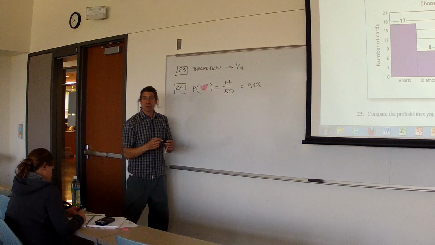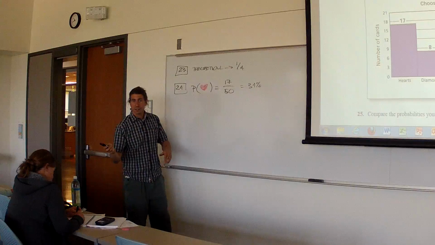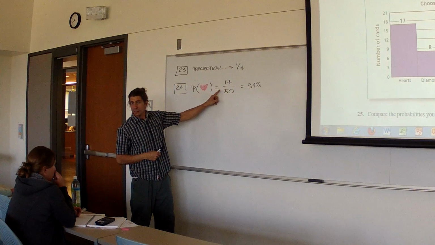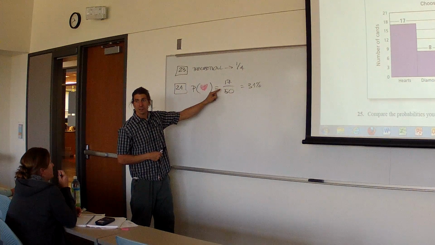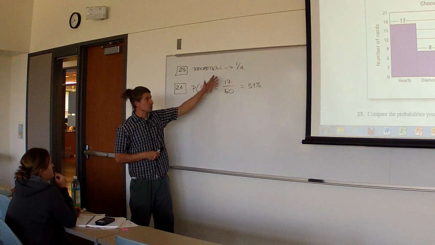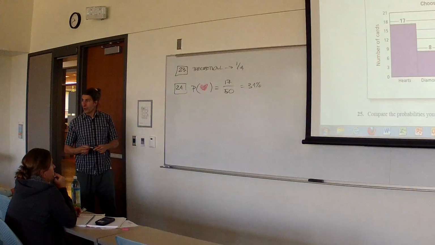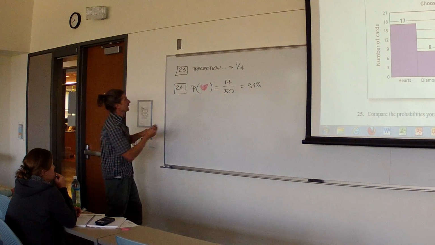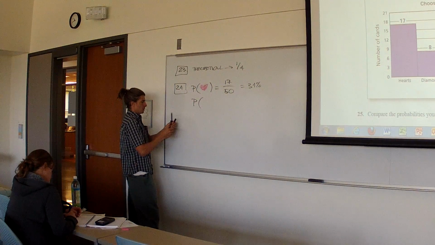If it's out of 50, just double them both and it's out of 100. So it's 34%. Fair? Okay. What is the probability of diamonds?